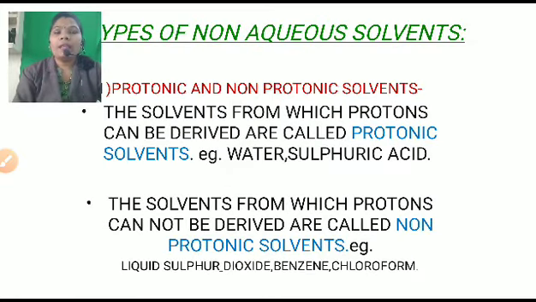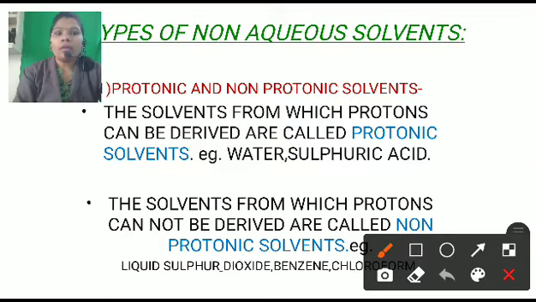Here there are different types of non-aqueous solvents. First type is protic and aprotic solvent. Protic, proton, that means hydrogen. Here the solvent from which the proton can be derived is called a protic solvent. Examples are water, sulfuric acid. These are inorganic solvents, and these are protic solvents. Why? Because they derive the proton. Proton means H plus ion.